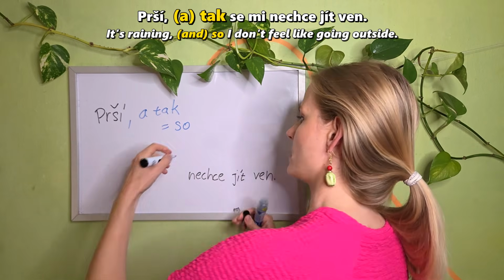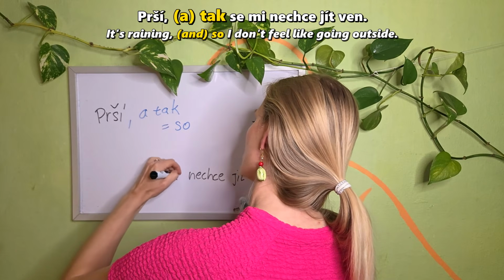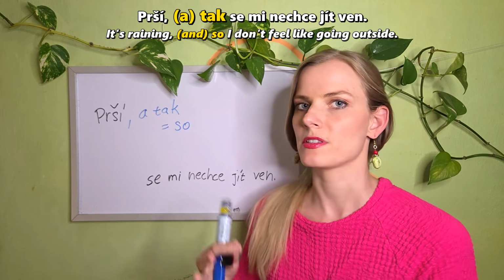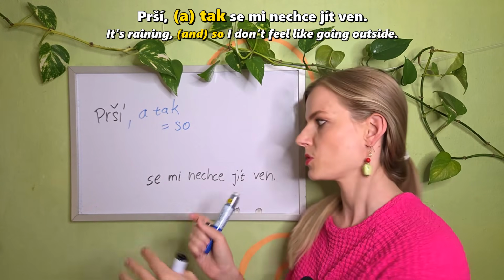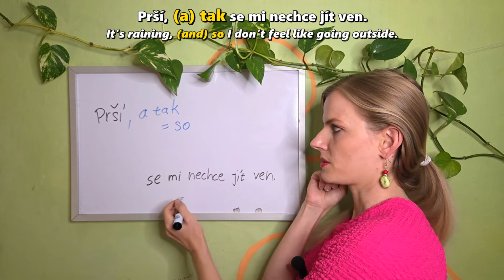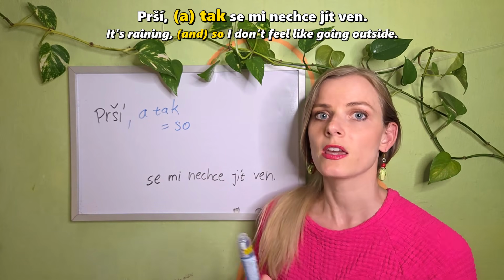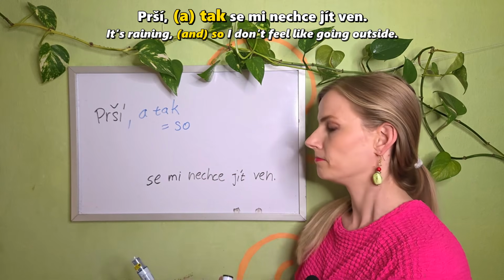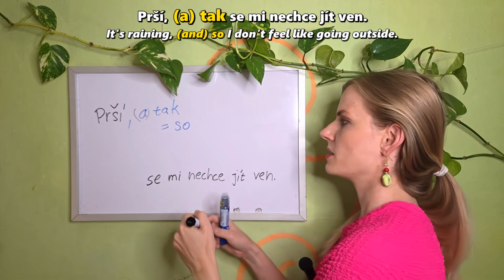Prší a tak se mi. So we changed mně to mi. They're both the same case, but the other one was the long form, the emphatic form, which can be at the beginning, and this one will be right after se. Prší a tak se mi nechce jít ven. It's raining and so I don't want to go out. You don't have to have a actually. You can just say prší, tak se mi nechce jít ven.